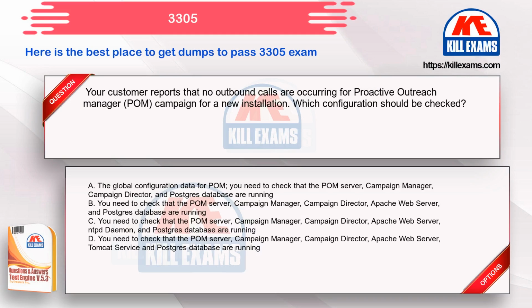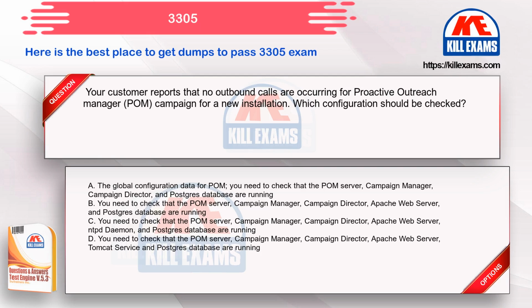Your customer reports that no outbound calls are occurring for Proactive Outreach Manager (POM) campaign for a new installation. Which configuration should be checked? Option A. The global configuration data for POM. You need to check that the POM server, Campaign Manager, Campaign Director, and Postgres database are running.